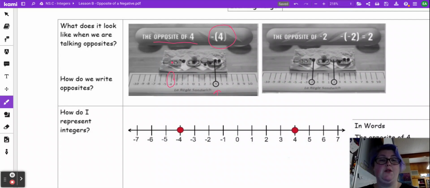Same for if you start with the negative, the opposite of -2, so you're starting on the left of 0, would be 2. The same amount of spaces on either side of 0. So I always think of 0 as the mirror. You're looking for the mirror image, the opposite of.